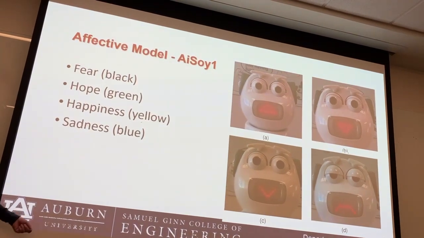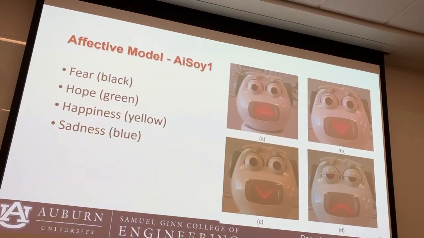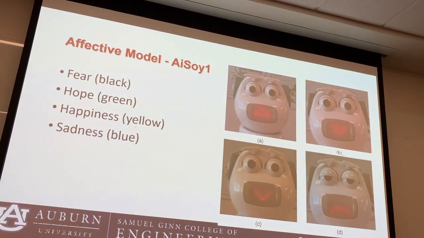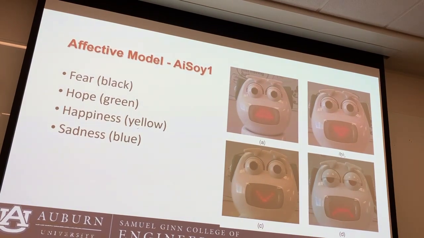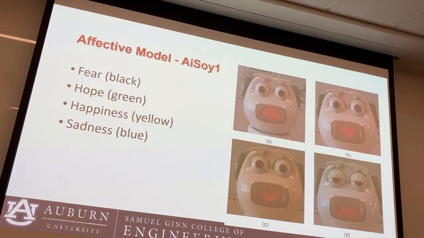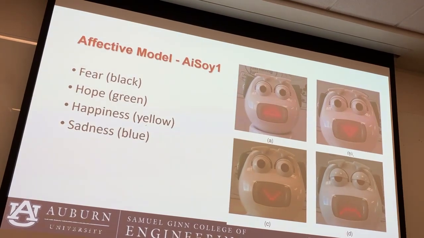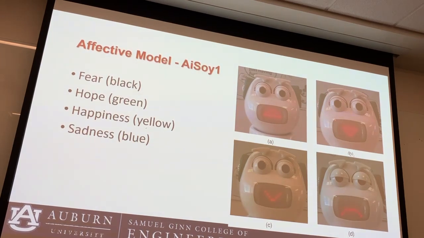And figure C is happiness, in yellow. It has straight eyebrows, raised eyelids, and a mouth curved significantly outwards, and it raises its head. And the last one is sadness, with the color blue, with lowered eyebrows, very lowered eyelids, and a closed mouth curved significantly outwards, and lowering its head.